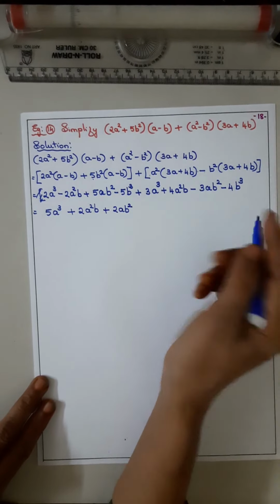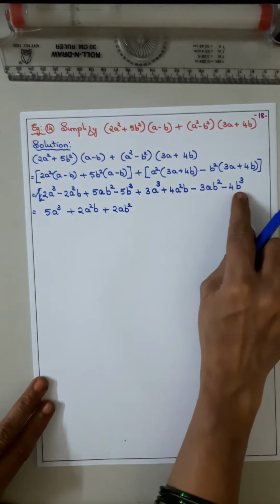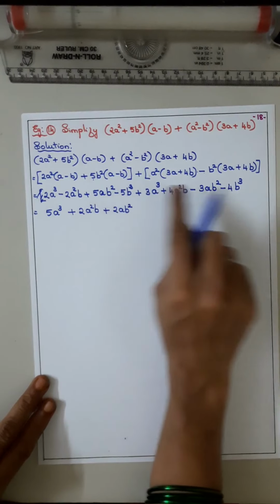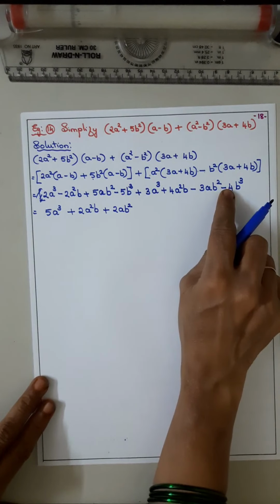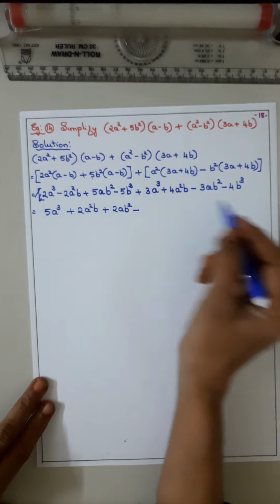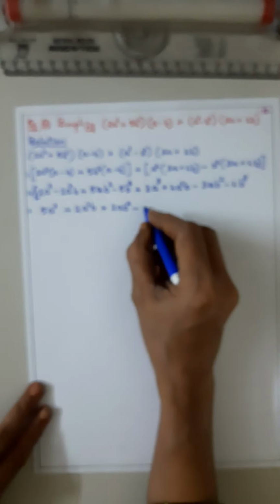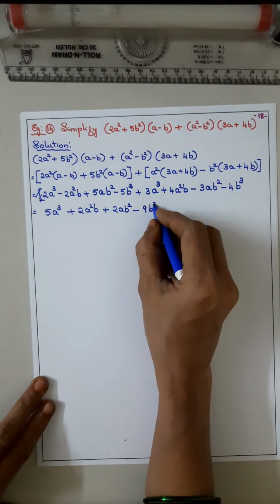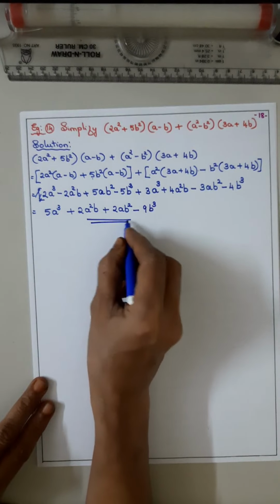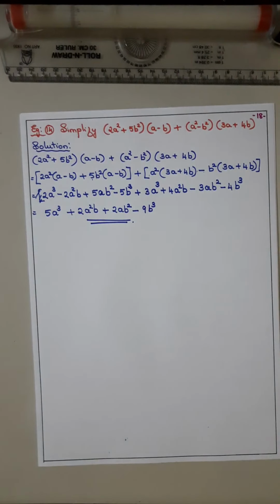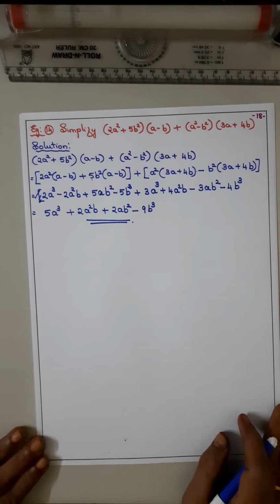Now b cube, here is b cube here. So minus minus, in same sign put minus. Now add 5 plus 4, 9, b cube. Clear? These were the examples up to example 14. Hope everyone understood this much. Okay then, bye. Thank you.